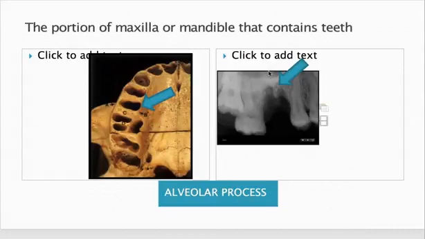By way of review, the portion of the maxillary mandible that contains the teeth is called the alveolar process. It is solely a tooth-supporting structure which can be lost due to disease, lack of function, or excessive forces. Here you see the alveolar process on a dry skull, and here is the outline of the alveolar process on a radiograph.